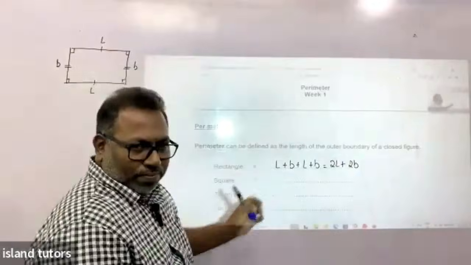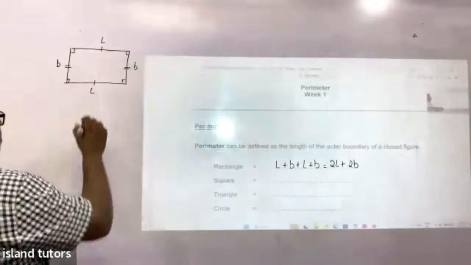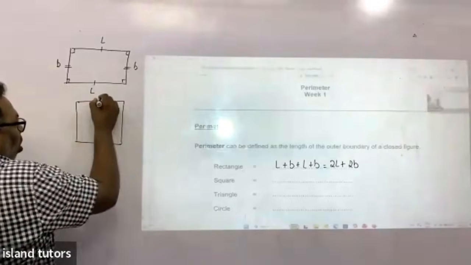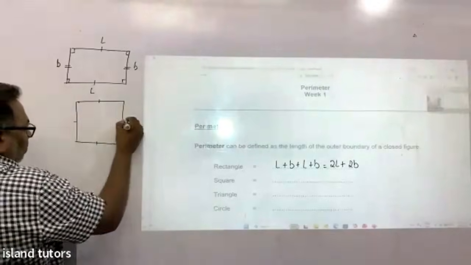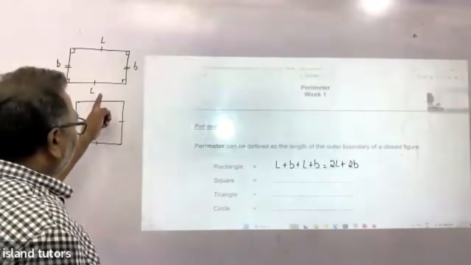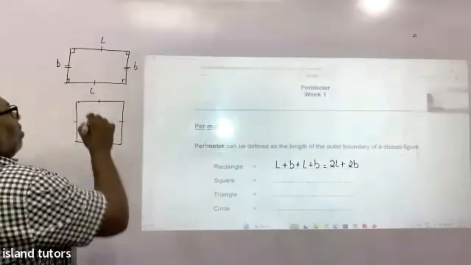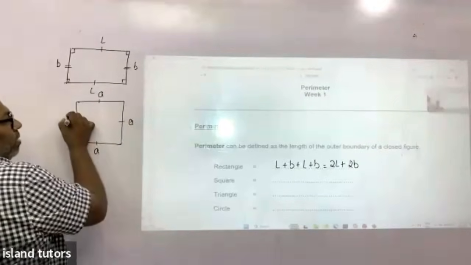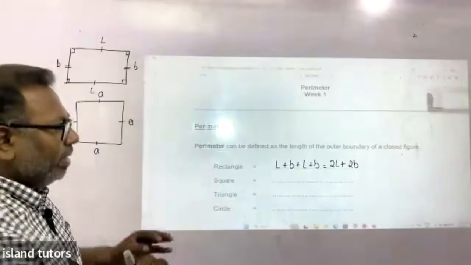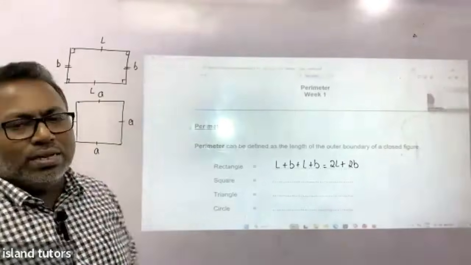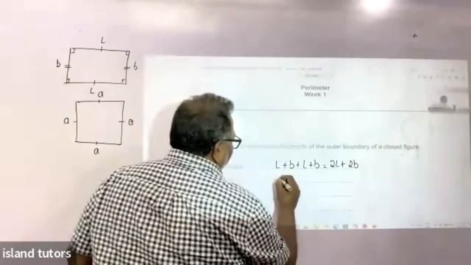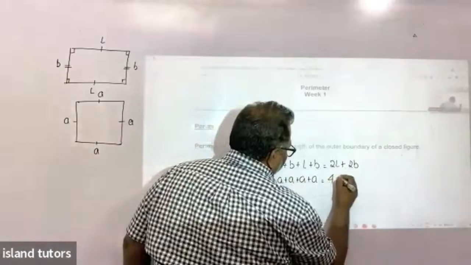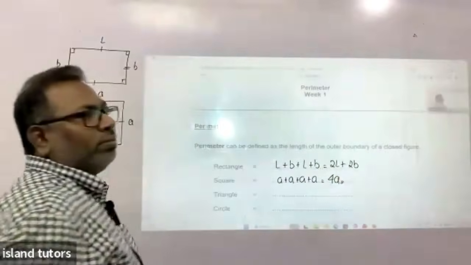Then square. What is a square? A closed figure in which all sides are equal. So all these sides are going to be the same. I'm going to give the length of a square as A. Again, perimeter means addition of all the sides: A plus A plus A plus A, which is 4A.